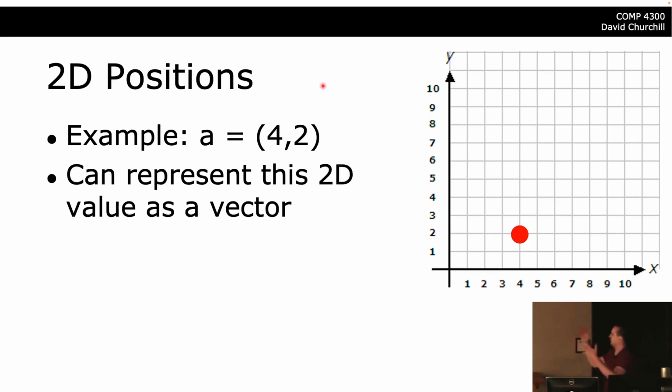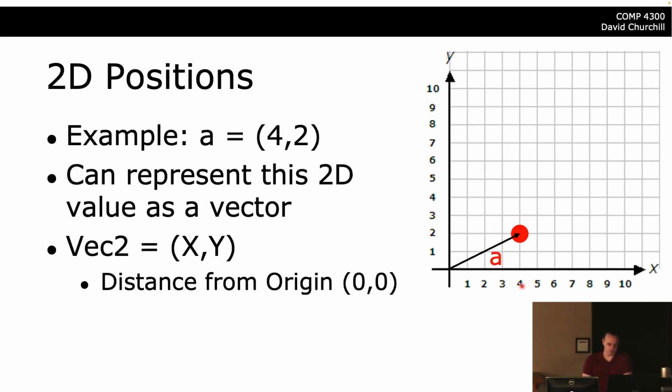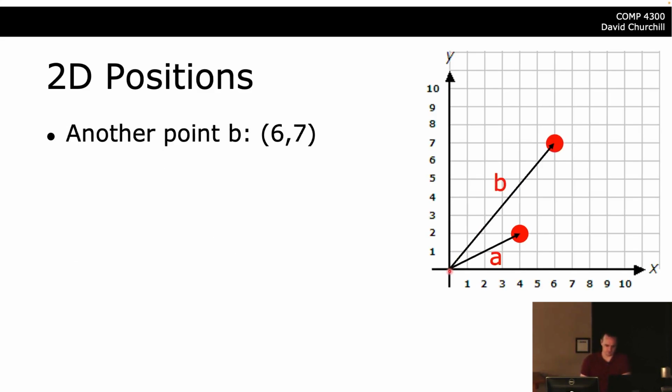So 2D positions. Here's an example. Position A, point A. That's going to be at 4, 2 in the X and Y direction over here. And we can represent that value as a vector, right? So vec2, which we're going to be using, we talked about that a little bit last time. That has an X and a Y. And the vector A represents essentially the distance from the origin, right? So a point at 4, 2, if we draw a vector from 0, 0, the origin, to that point, that's the vector that we have there.